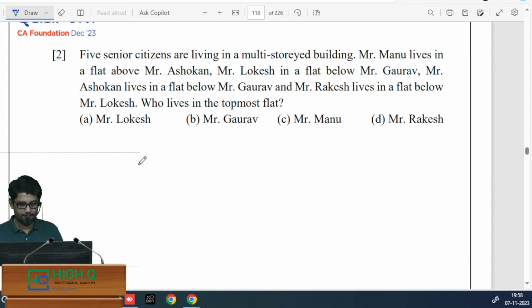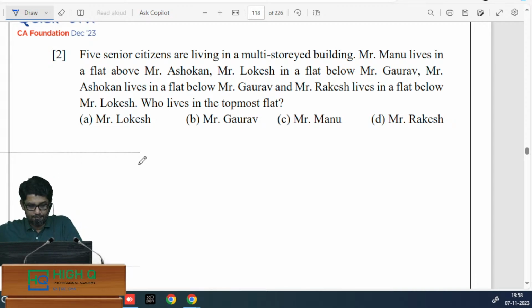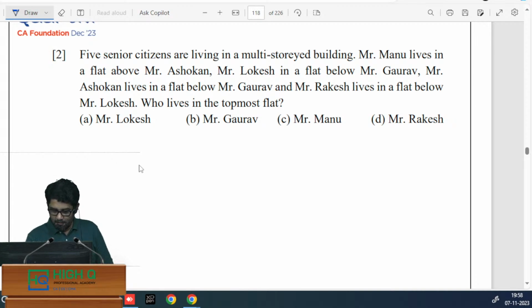Okay, Chota Bhim. Monisha, Varsha, okay, Vignesh Kumar, okay. Who lives in the topmost flat? It is not Mani, it is Manu, Vignesh. Mr. Manu, very good. I think everyone is giving me the right answer. Very good. Now look at this. Yes. Mr. Manu lives in a flat above Mr. Ashokan.